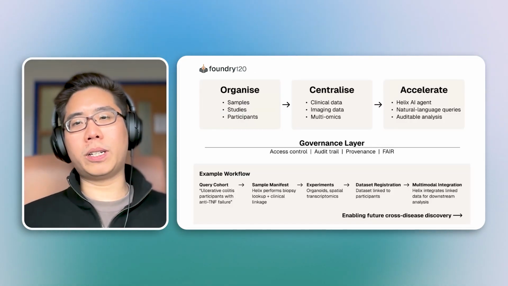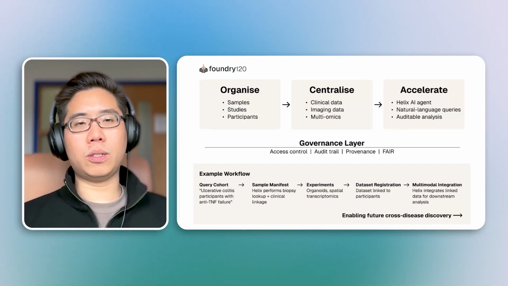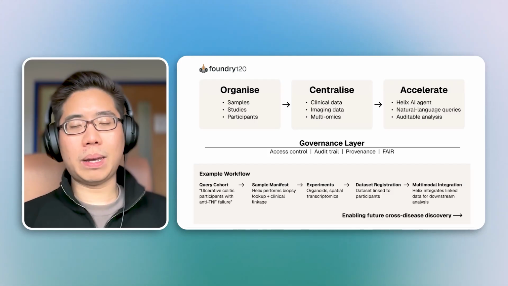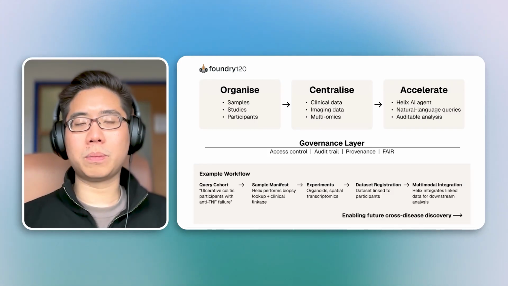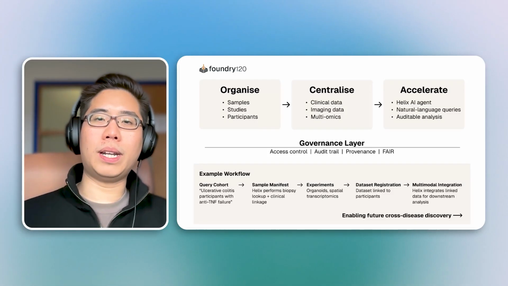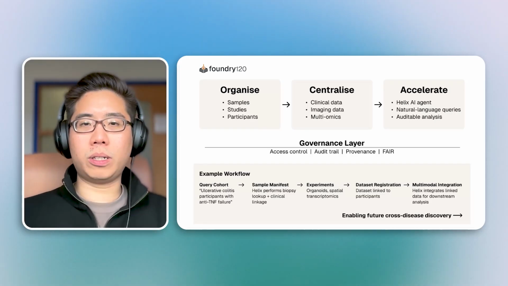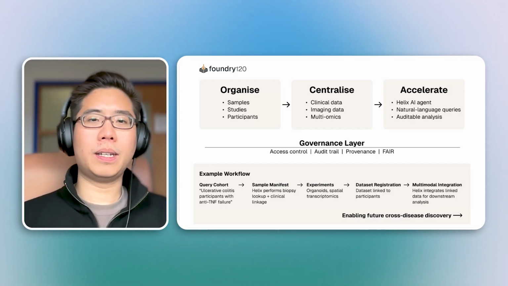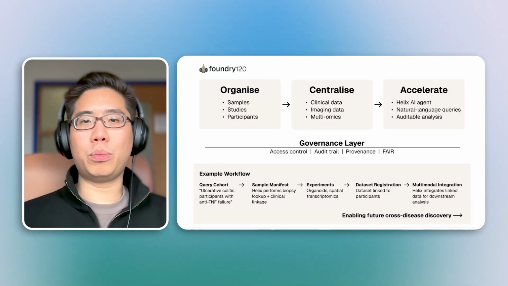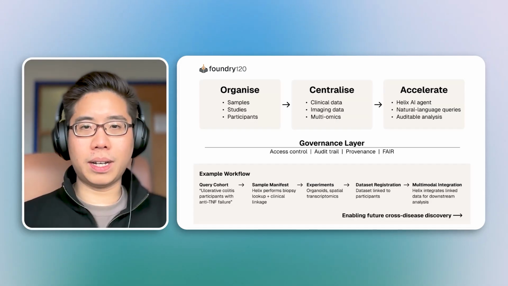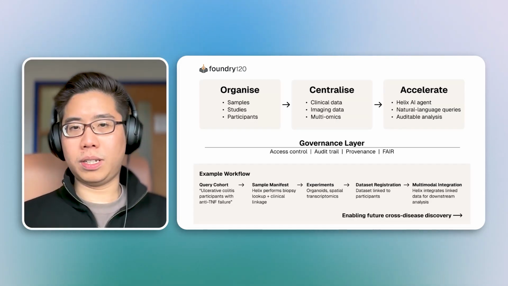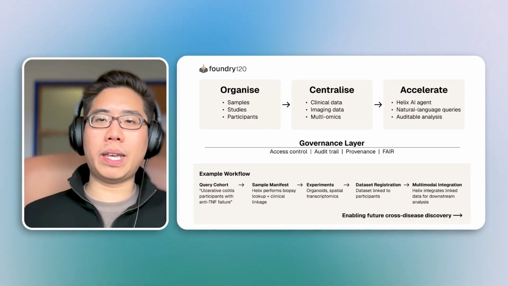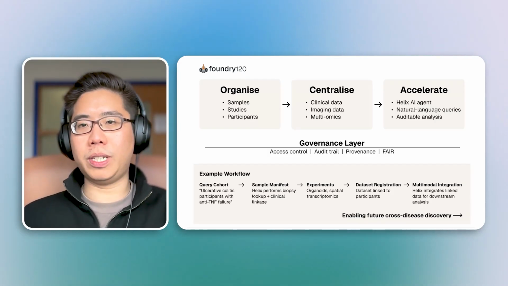Foundry 120 is organized into 3 layers. The first layer is organized. This is the real-world research objects that we're trying to track. We've got samples, we've got studies, we've got participants. The next layer is centralized, which is where all our data orchestration layer sits. We put in pseudonymized clinical data and the experimental outputs, imaging data, sequencing files into a single governed structure. And by doing the first 2 steps, we are now able to accelerate our workflows using AI.